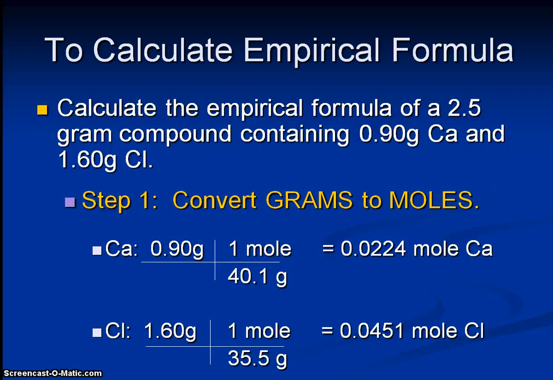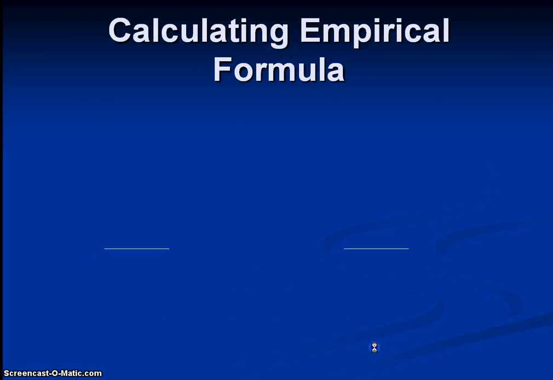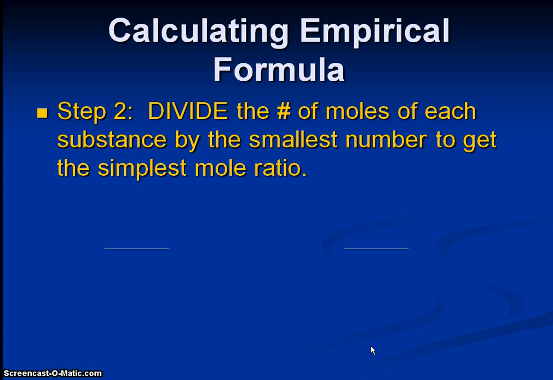But scientists don't want to see these long decimals as subscripts, they want nice, neat, little pretty whole numbers. So your next job is to get these into whole numbers, and the easiest way to do that is to choose the smallest number that you have and divide that into everything. Because if you divide 0.0224 by 0.0224, you're going to get 1. So that at least fixes this one, and a lot of times it'll fix the other one as well. So step 2 is to take the number of moles of each thing and divide by the smallest number that you got.